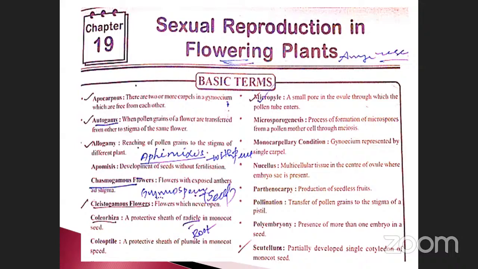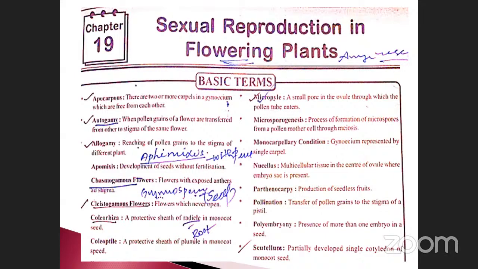And polyembryony, already we discussed it. That topic is also in the previous chapters. Presence of more than one embryo in fruits or seeds is called polyembryony. Example, already we discussed: citrus is an example.